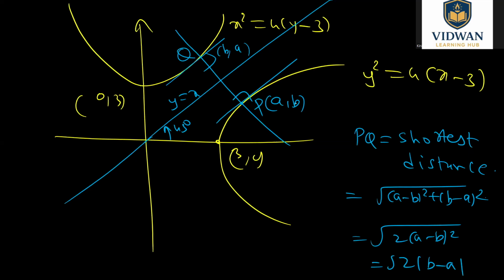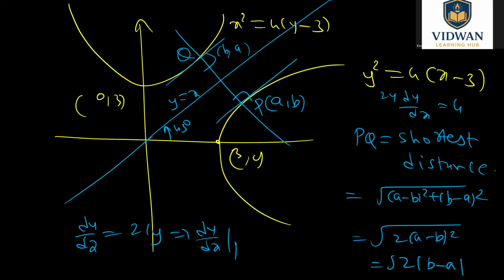But how to find this AB? If you differentiate this parabola, you will get 2y dy by dx equal to 4. So dy by dx is 2 by y. And you need the derivative at P. So what is the derivative at the point P, a comma b? It is 2 by b. So this is parallel to the y equal to x straight line, so you have to equate with 1. So 2 by b equal to 1 will give you b equal to 2.